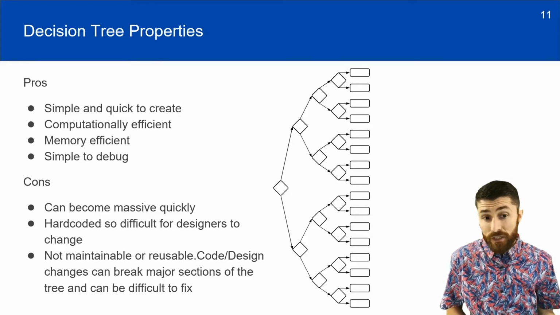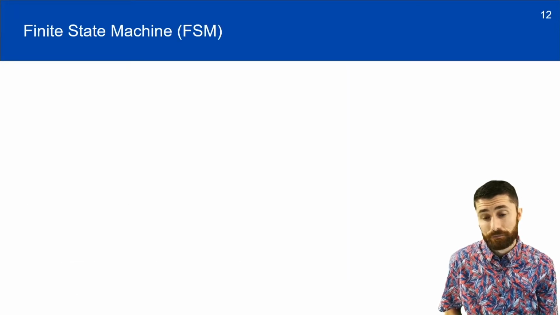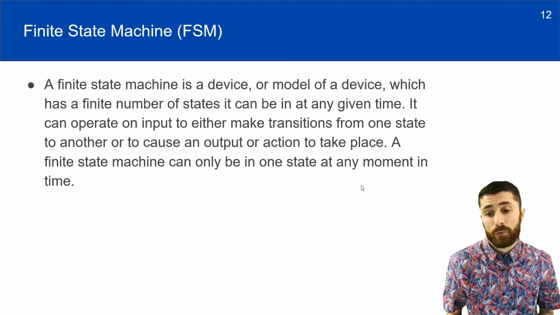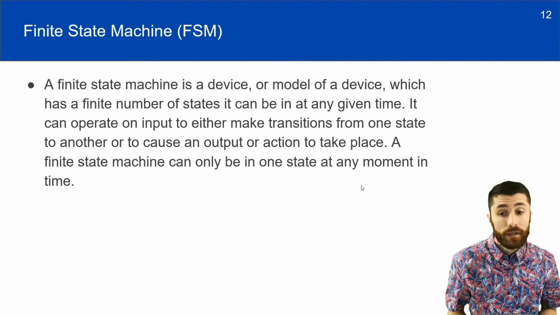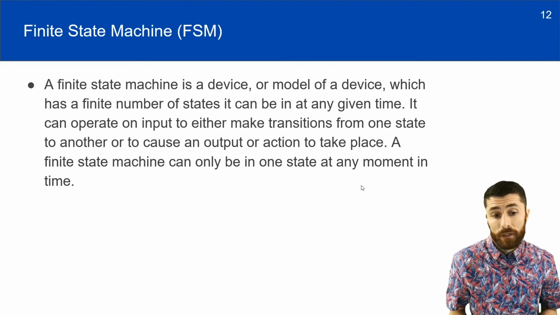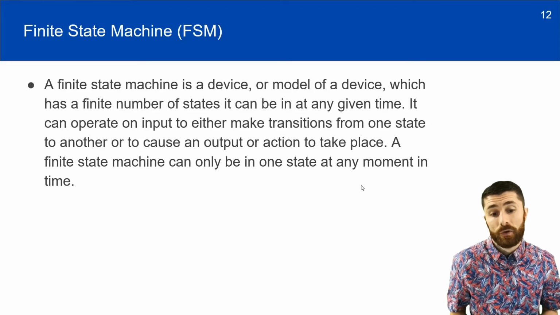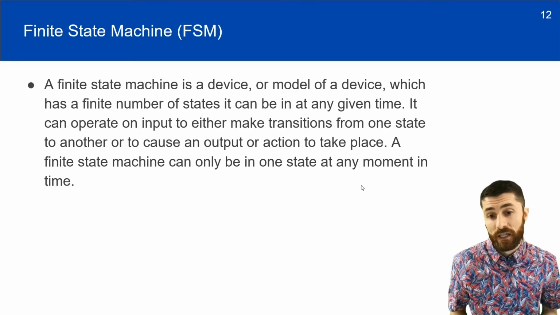That's decision trees. And now we're going to move on to finite state machines. A finite state machine is a device or model of a device which has a finite number of states it can be in at any given time. It can operate on input to either make transitions from one state to another or to cause an output or action to take place. A finite state machine can only be in one state at any moment in time.